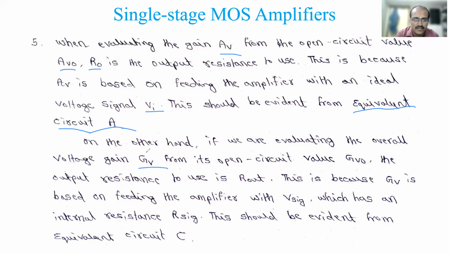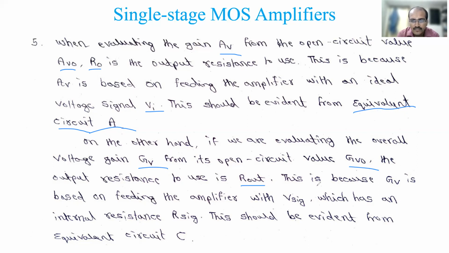Similarly, on the other hand, if you are evaluating the overall voltage gain, there is a difference between the Av calculation and Gv. Av is just the voltage gain of some particular block. Gv is for a complete cascade, say 5 to 6 amplifiers connected in cascade, where you calculate the overall voltage gain. From its open circuit value Gv0, the output resistance to use is Rout. In that case you have to use Rout, whereas in the earlier case you use Ro.